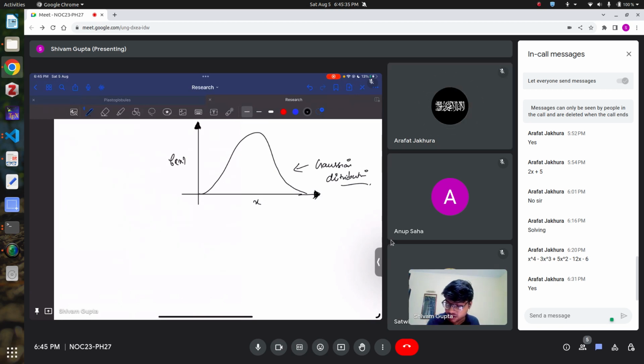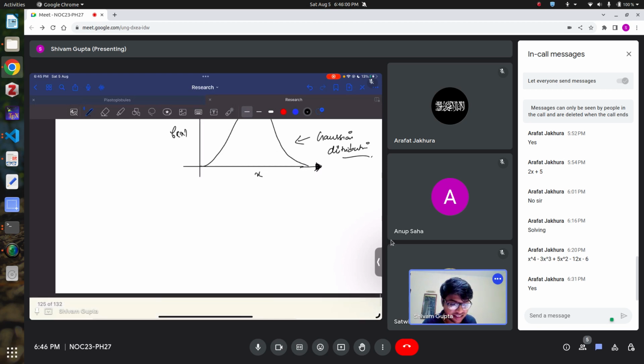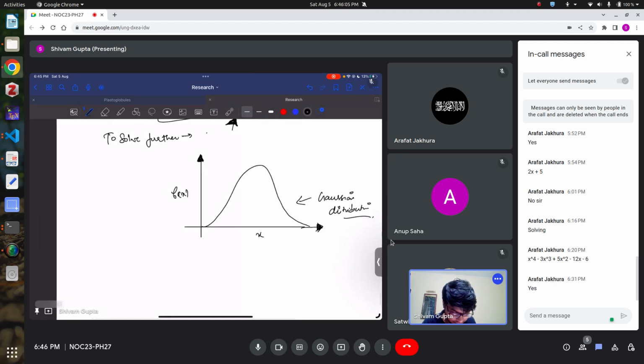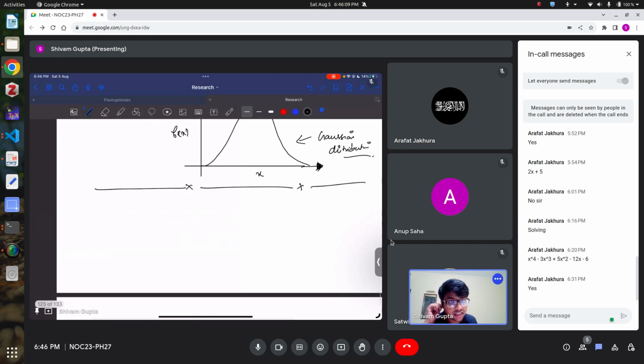Any other suggestion or feedback for the interaction sessions? I can see here that the number of people attending the interaction sessions has dropped. What could be the cause for this? I'm just asking. Any suggestion for the interaction session?